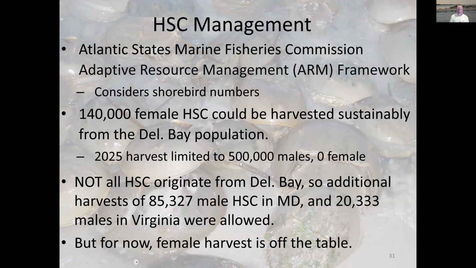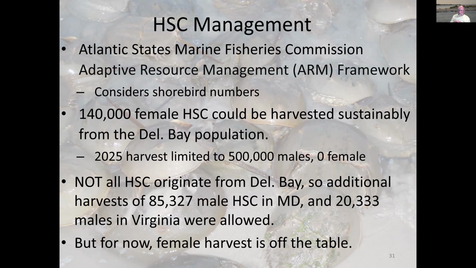The crabs are managed by the Atlantic States Marine Fisheries Commission, ASMFC. They use what's called an adaptive resource management, or ARM, framework, which looks at crab numbers as well as shorebird numbers, and estimates the number of crabs that can be removed without impacting the shorebirds or the crab population. Potentially, they estimate they could remove as many as 140,000 female crabs from that population. But the harvest that's been approved for 2025 is limited to 500,000 males and 0 females.